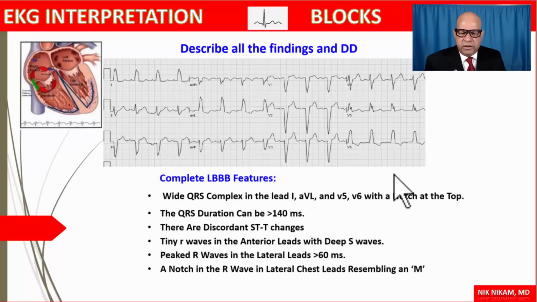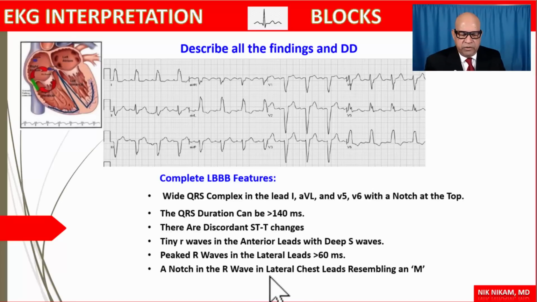Discordant ST-T changes, the anterior deep S waves, the peaked R waves in lateral chest leads. The R waves peak in the lateral chest leads after approximately 60 milliseconds. If you look at patients with normal electrocardiogram or patients with left ventricular hypertrophy, usually the R waves peak within the first 40 milliseconds. When you have slow peaking of the R waves in leads 1, aVL, V5, and V6, that is an indication that you're dealing with a left bundle branch block, unless you are also dealing with a pre-excitation, which is a totally different condition, and we will be covering that towards the end of this lecture.